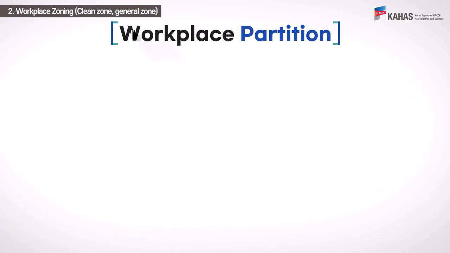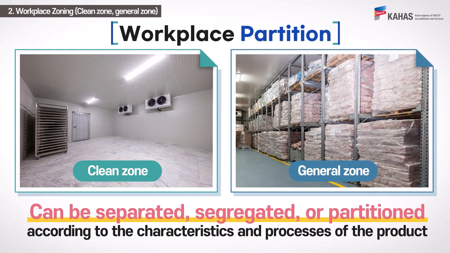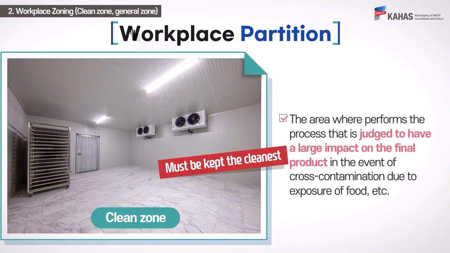According to the previously discussed law, the workplace can be divided into clean zone and general zone and can be separated, segregated, or partitioned according to the characteristics and processes of the product. The clean zone is the area that must be kept the cleanest. It performs the process that is judged to have a large impact on the final product in the event of cross-contamination due to exposure of food, etc.